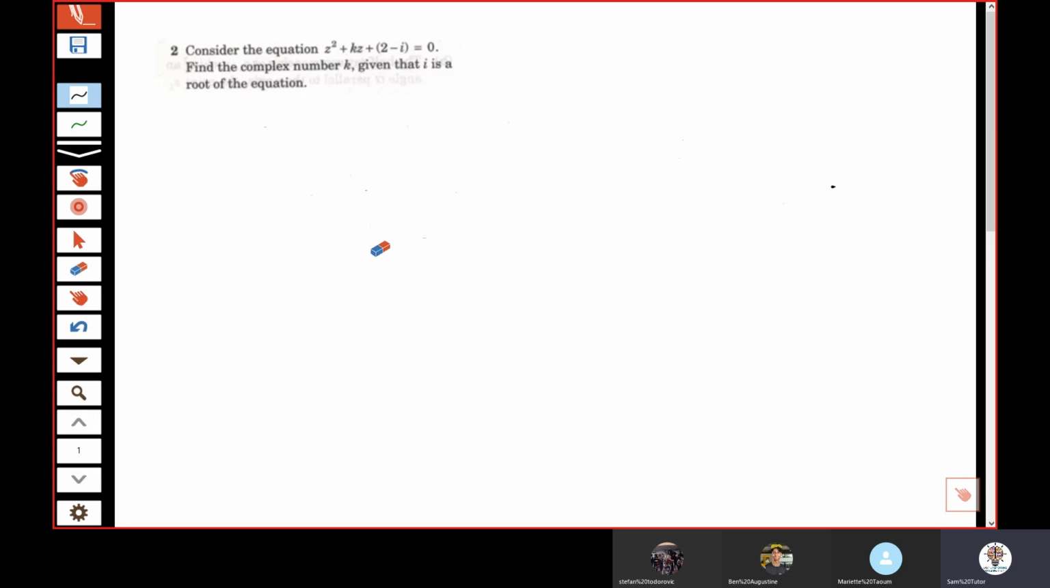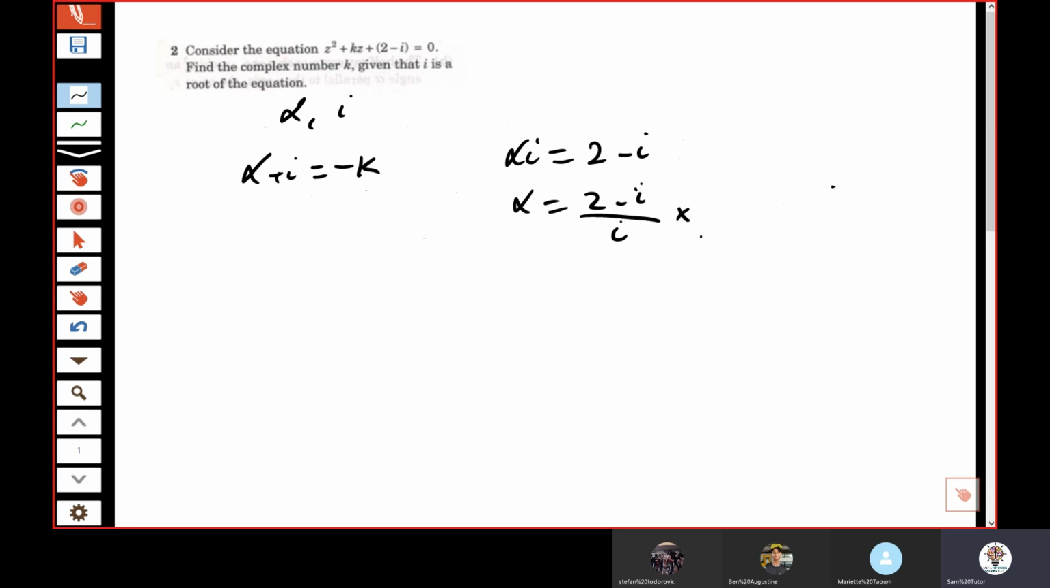Let's start again. Sum of roots, one at a time. So your roots are alpha and i. Alpha plus i is equal to negative k. Product of roots: alpha times i is equal to c on a, which is 2 minus i. So alpha is equal to 2 minus i on i, times by the conjugate, which is negative i.